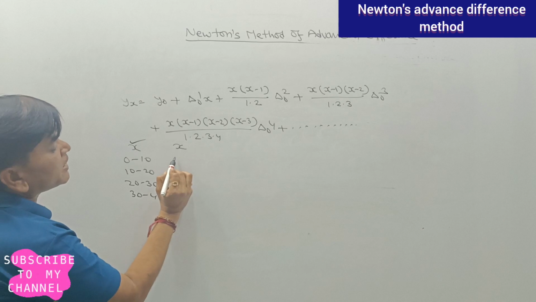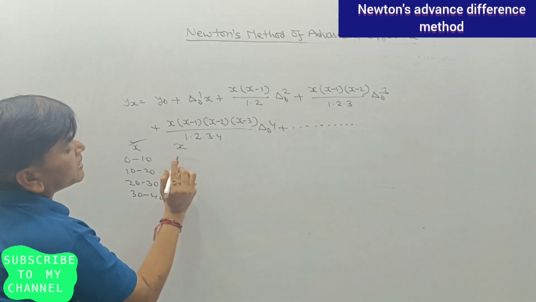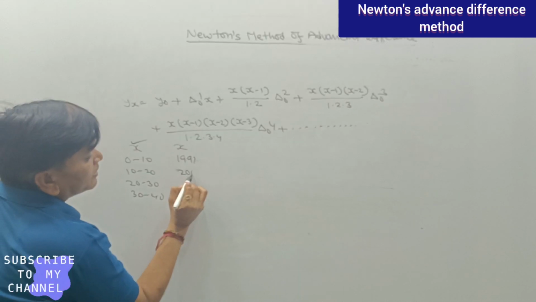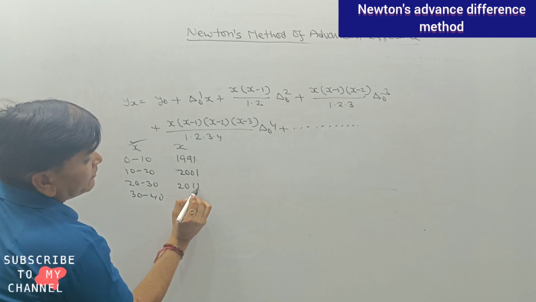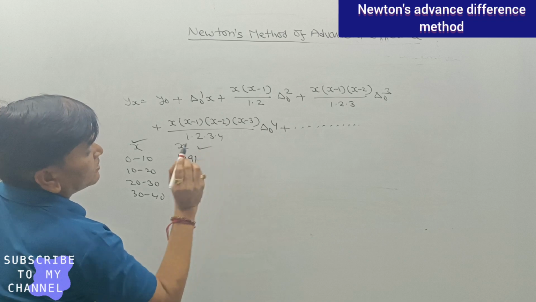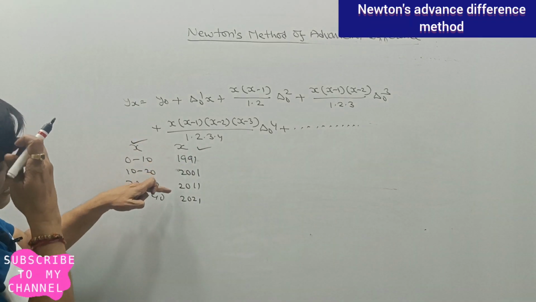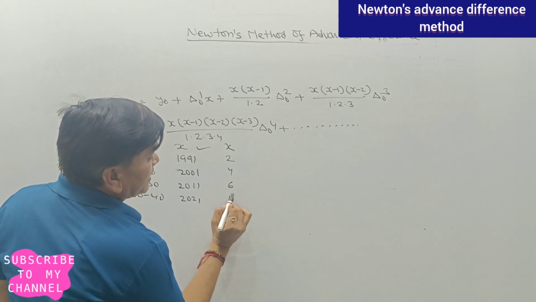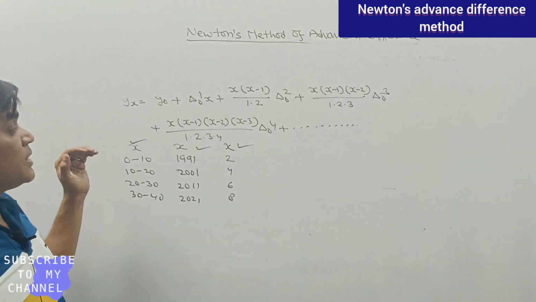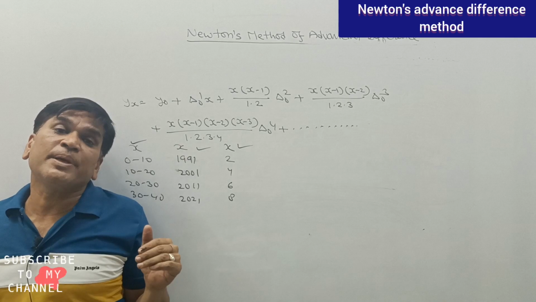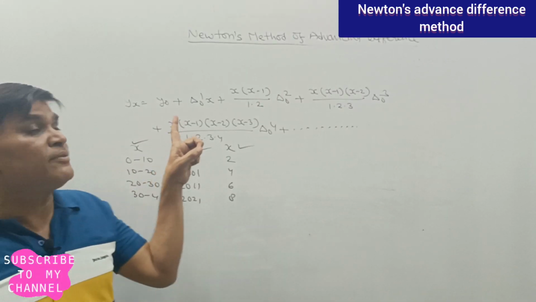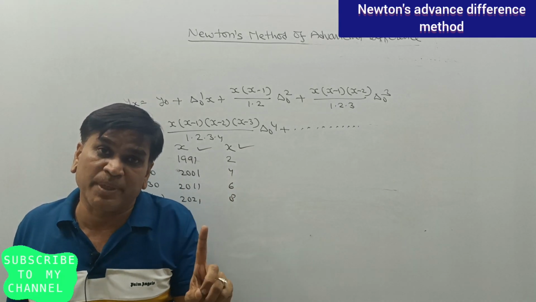Year is given 1991, 2001, 2011, 2021. This is also okay because the difference is equal. If x values are given like 2, 4, 6, 8, the difference is okay. So in this method, the difference in x should be equal. Otherwise, we cannot use this method.